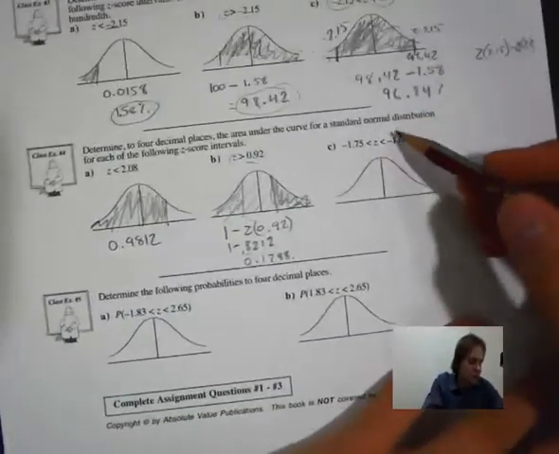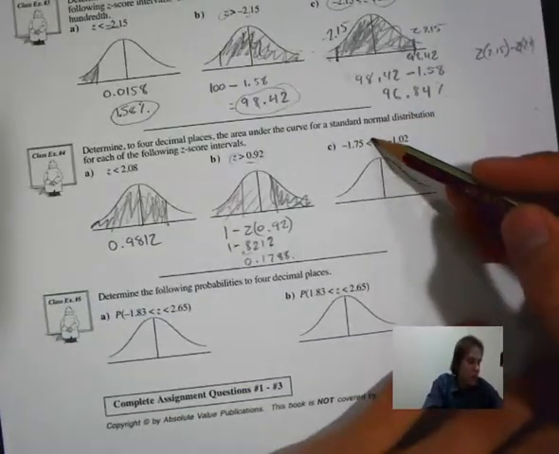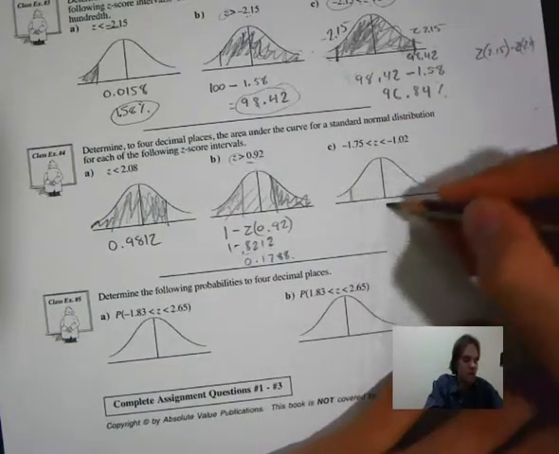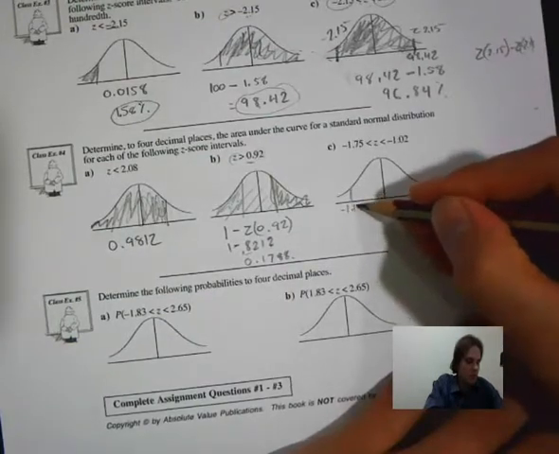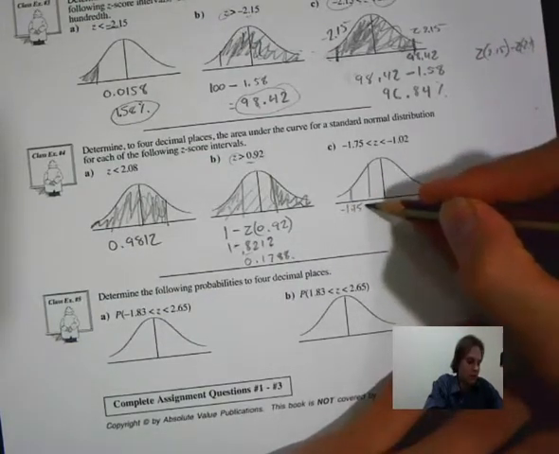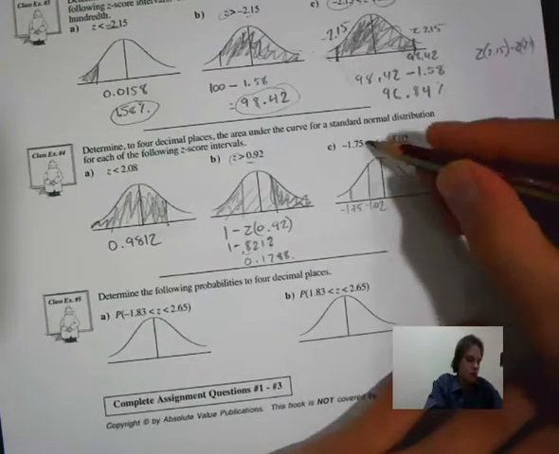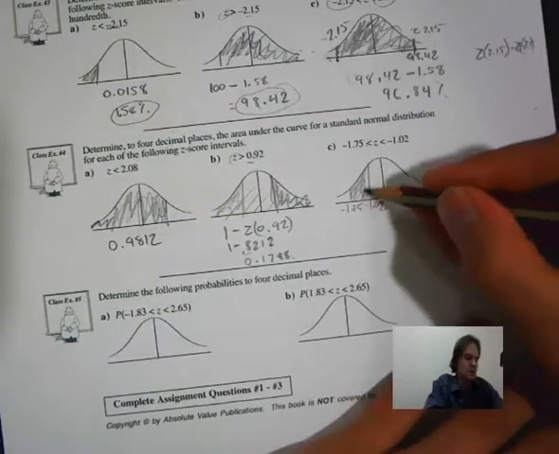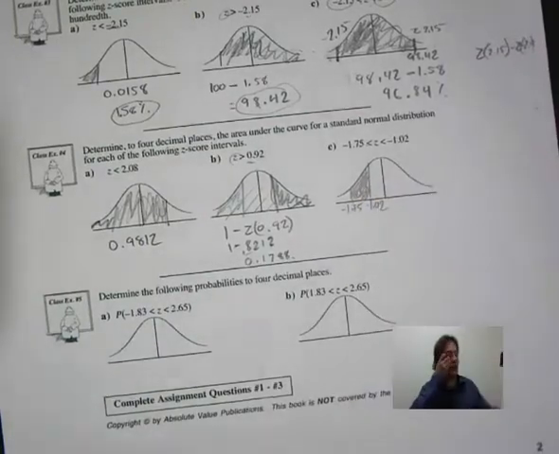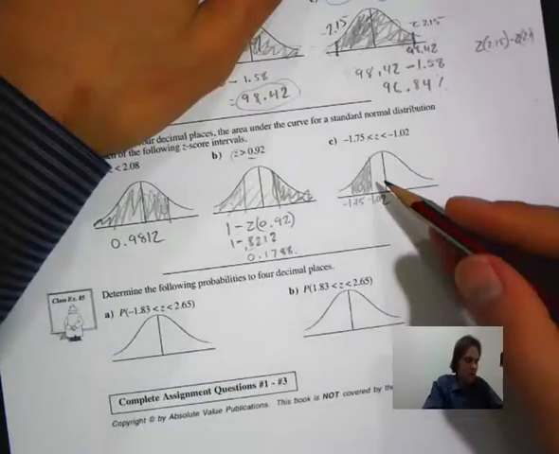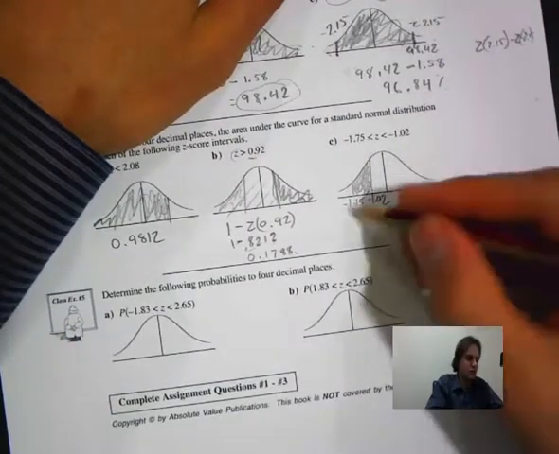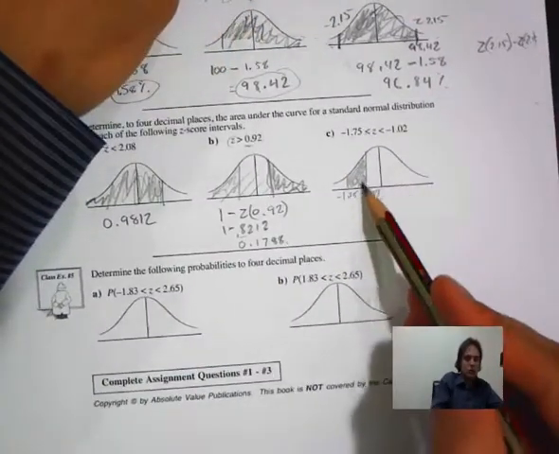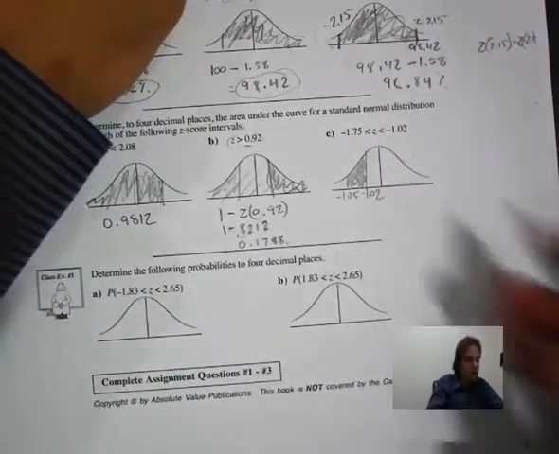So let's take a look at this one. It says Z wants to be greater than negative 1.75, so greater than negative 1.75, that's far away here, and less than negative 1.02. So it's greater than this, all the way to here, but less than that. So we want this shaded area there. The way I look at this is we want everything less than 1.02 first. We're going this way because it always shows us going left. So we want everything less than 1.02.